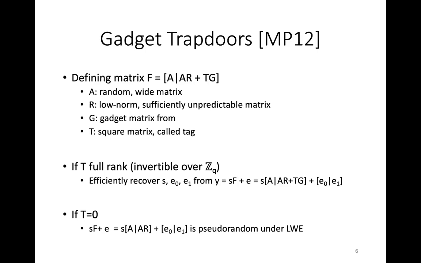So here, the interesting thing is that if T is of full rank, meaning that it is invertible over Z_q, then there is an efficient algorithm that can solve LWE by recovering the secret and the noise term. On the other hand, if T is 0, then this LWE sample is pseudorandom under the LWE assumption.